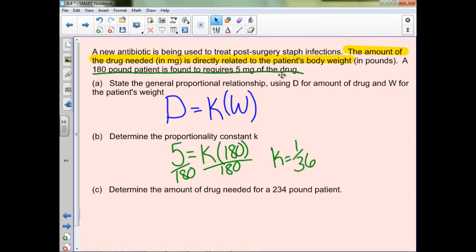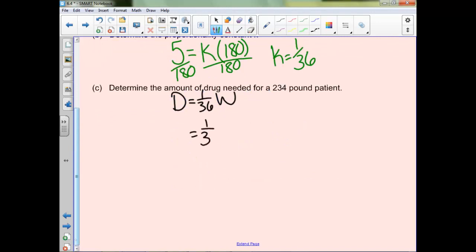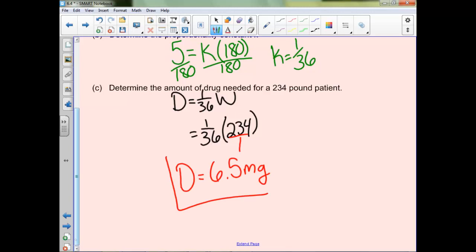So now we're going to use this to figure out how much drug we're going to need for someone that's 234 pounds. So our general formula now is our K is 1 over 36 times the person's weight. And we want to know for someone that's 234 pounds, so if you want, put it over 1. And they'll need 6.5 milligrams.